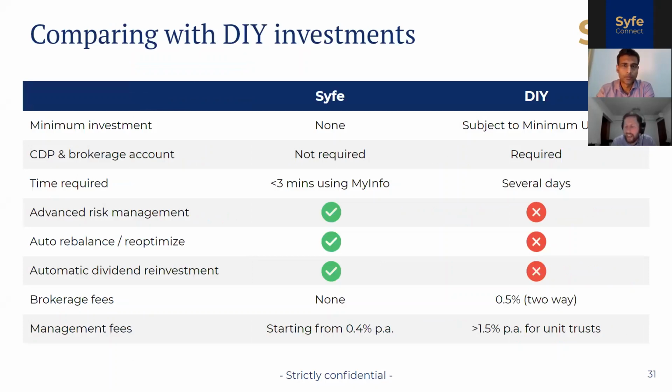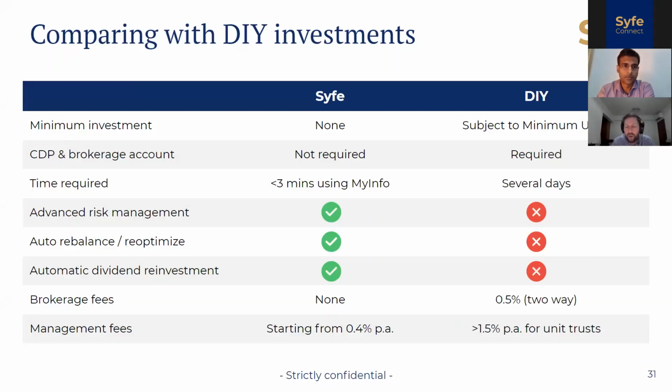So we often get asked this question, so I might be preempting some of the questions that might have come in, Ritesh here, but we often get asked, how do we compare versus, hey, I just want to pick some stocks myself, or I just want to pick some ETFs, or I just want to do unit trust investment on my own. So we classify those types of investors as DIY or do-it-yourself investors. So we often get asked, how do we compare against them?